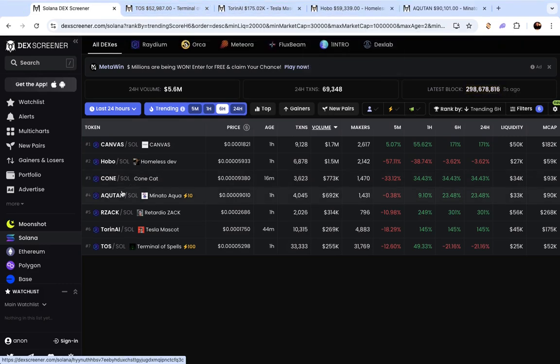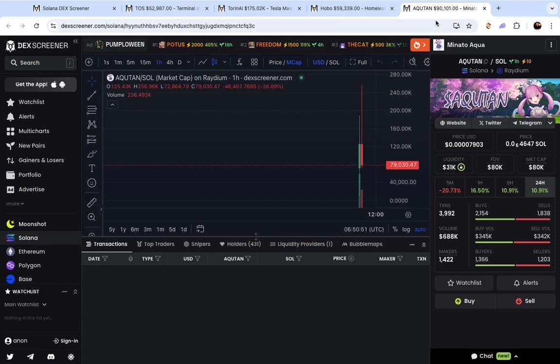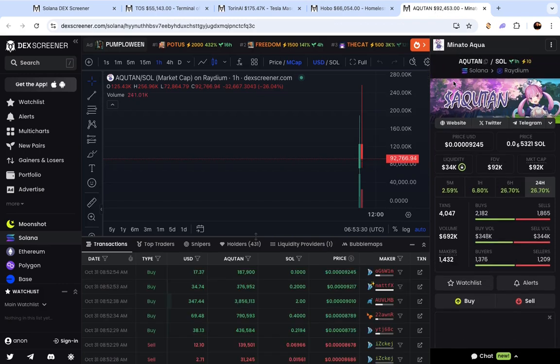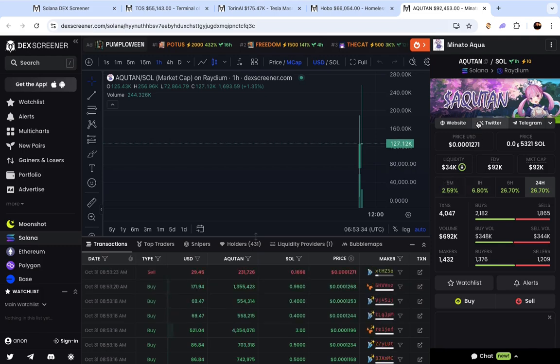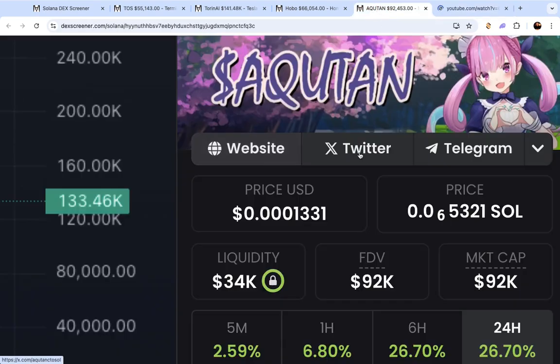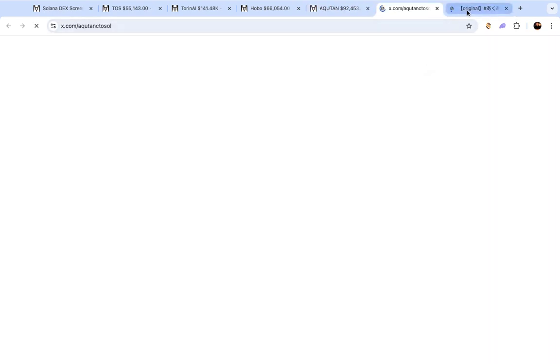So let's go to Aquatan and see what is happening. Do we have any red flags coming through? No red flags at the moment. Based on Dexscreener here, there's nothing. So let's take a look at the website. We also take a look at the Twitter page as well. So what's this now?